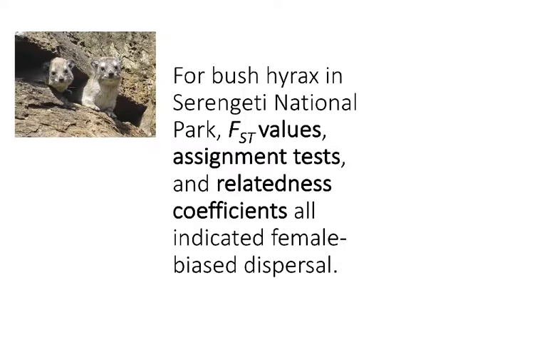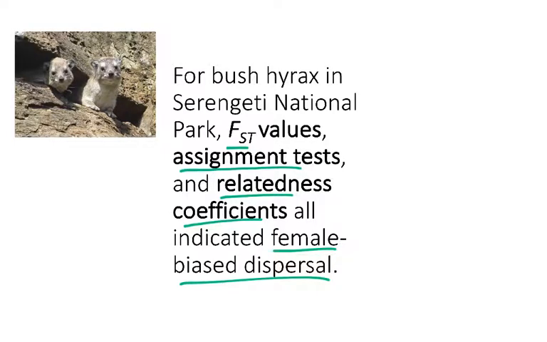So an example of this was in bush hyrax in the Serengeti National Park, and they did 3 different methods in this study. They calculated FST values, they did assignment tests, calculated assignment indices, and they also calculated relatedness coefficients. And all 3 of these different tests indicated that female bias dispersal was happening, indicated that females were the ones moving between different populations.